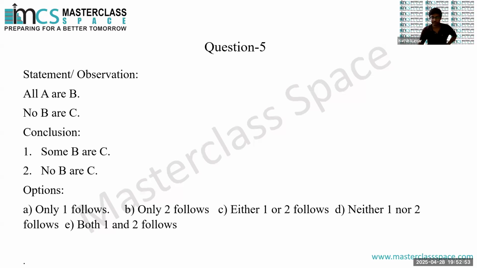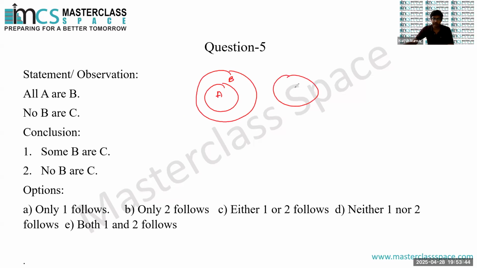Okay, what about this one? Shreya says B. Smaran says B. So all A or B. No B or C. That means C will be outside. Some B or C, of course not, because no B or C. No B or C is correct.